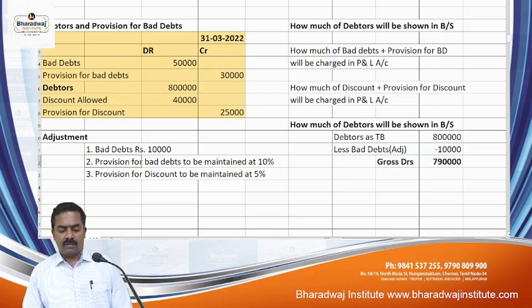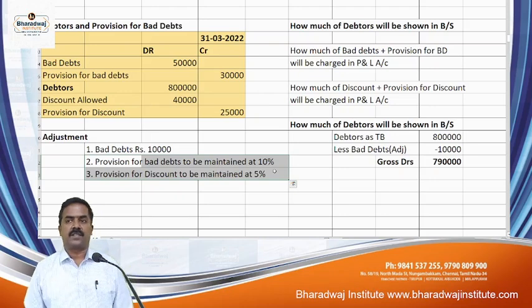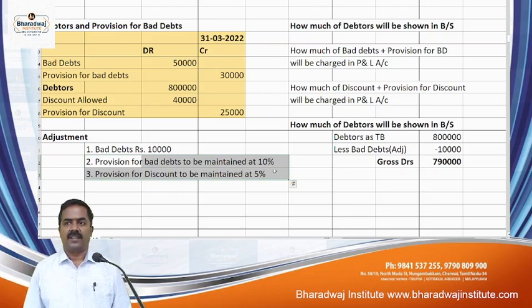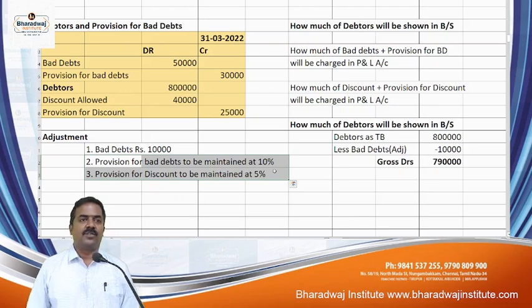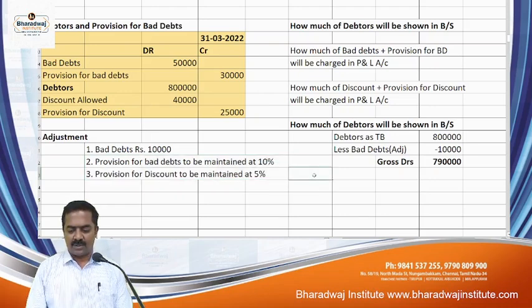Wait. Will you provide for bad debts first or provide for discount first? Discount will be given to whom? Good customers or bad customers? So eliminate bad customers, then provide discount for what? Good customers. So what you have to do? Less provision for bad debts.